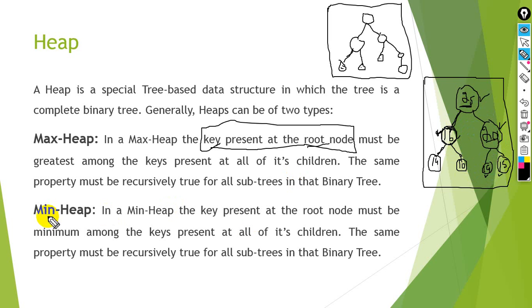Next we have min heap. Min heap is the opposite of this, we can say inverse of this. So here, sorry, in the min heap the smaller value will be at the top and the child value will be greater than the parent value.